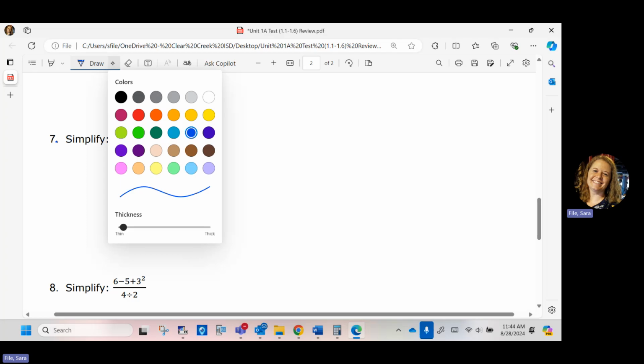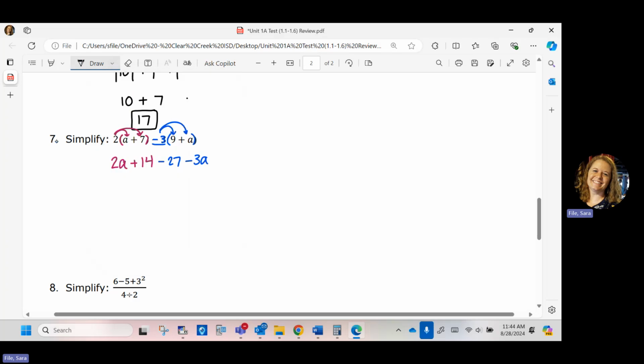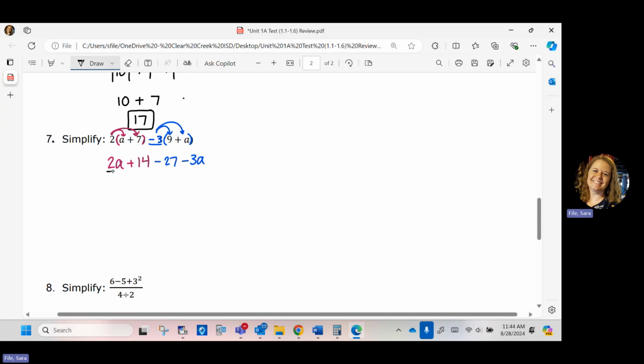So again, if you don't have highlighters, here's what I do. I just would circle or underline what I'm combining. So I'm going to combine my A terms together. So 2A minus 3A is -1A. Remember, when your coefficient is a 1, you don't have to write it.